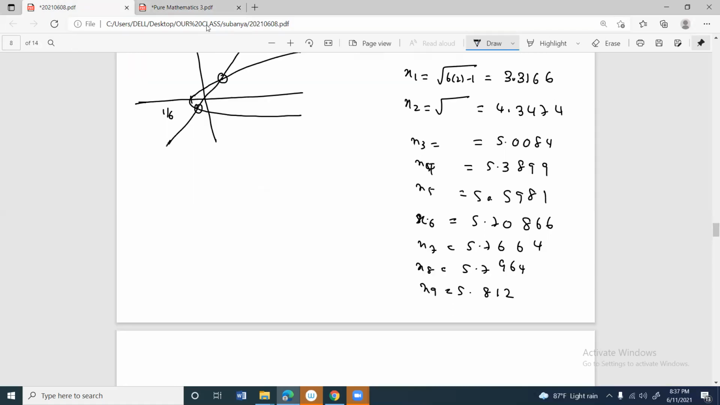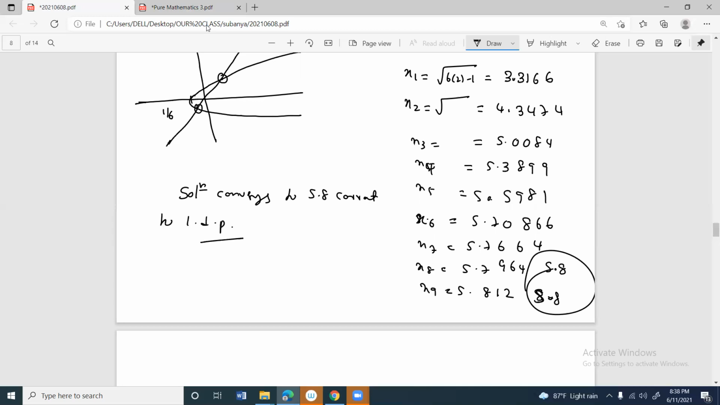Yes, it converges. So you can see now it's come up like this: it's turned up to 5.8 here and this one also 5.8. With the correct first decimal place, this is 5.8 and this one also 5.8. So we have evidence to say it has converged to 5.8 correct to one decimal place. So you can say the solution converges to 5.8 correct to one decimal place. That's a way of getting this answer.